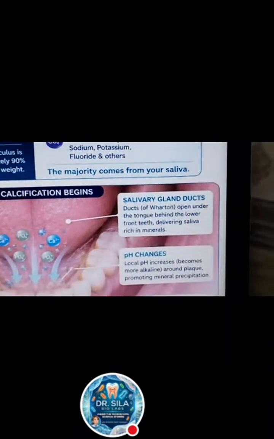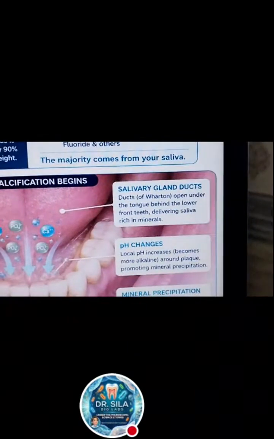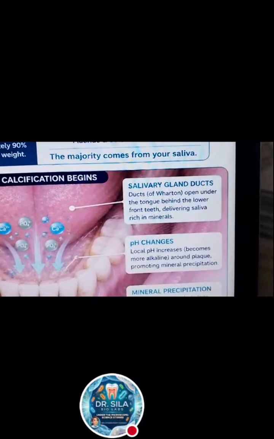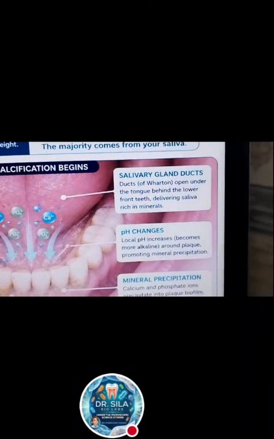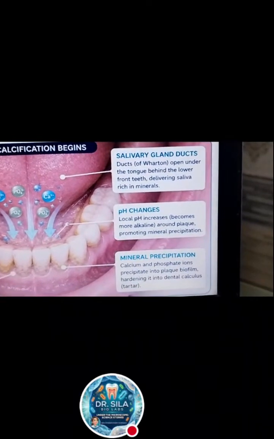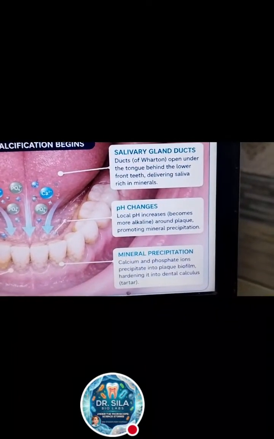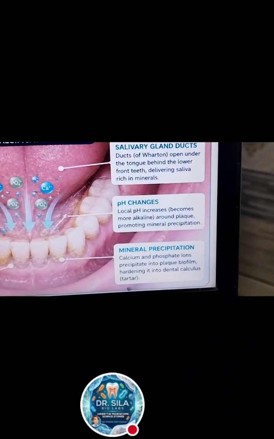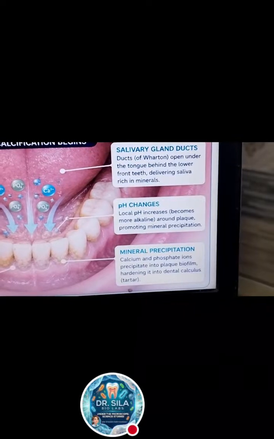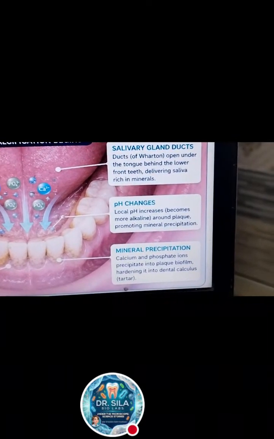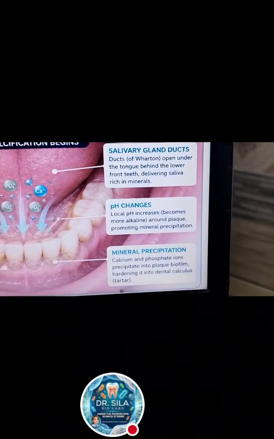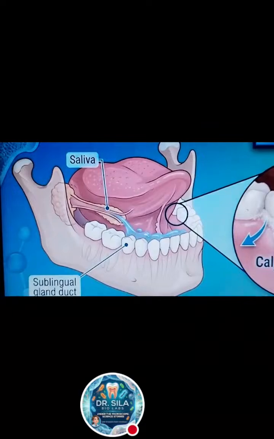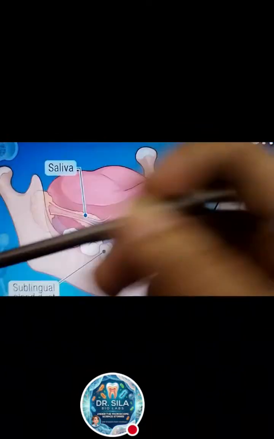The salivary gland ducts open under the tongue, behind the lower front teeth, delivering saliva rich in minerals. Local pH increases and becomes more alkaline around the plaque, promoting mineral precipitation. Calcium and phosphate ions precipitate into the plaque biofilm, hardening it into dental calculus. That is tartar. I'm showing you the diagram also.